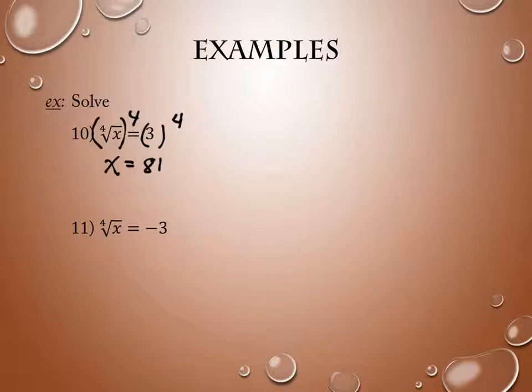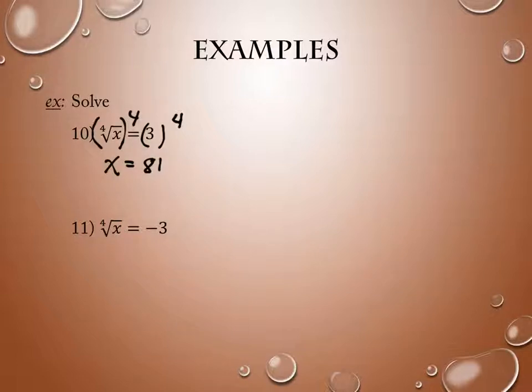How is 11 different than 10? There's a negative on the right-hand side. Any idea how that makes it different? Okay, it would be the same answer if we raise it to the power 4. You're right, because we would have -3 times -3 times, it would be 81.